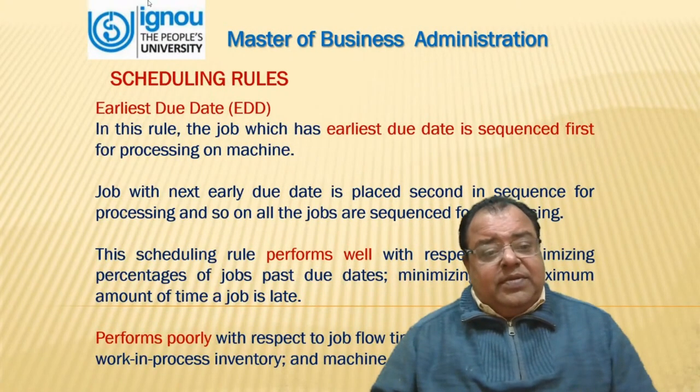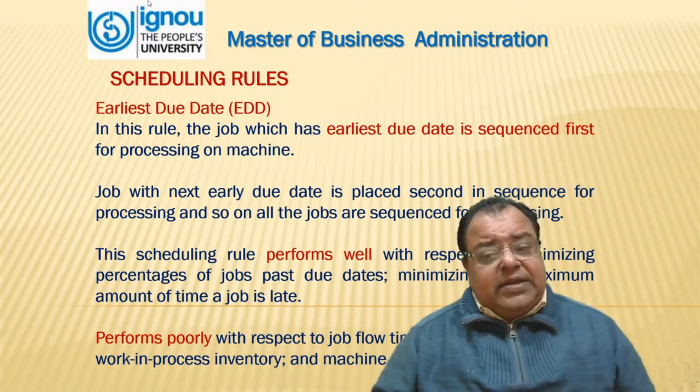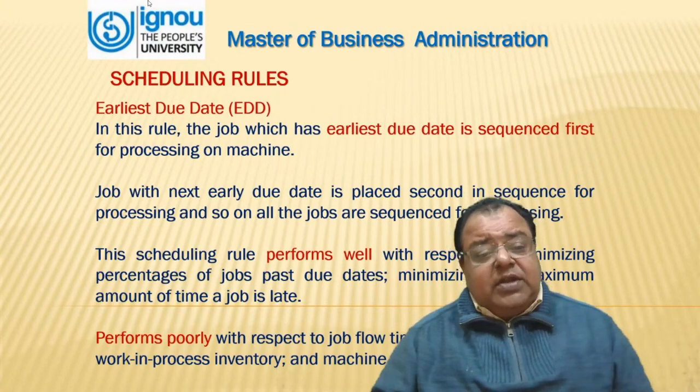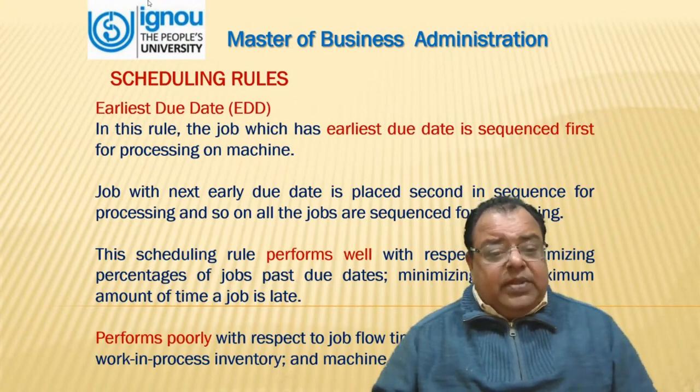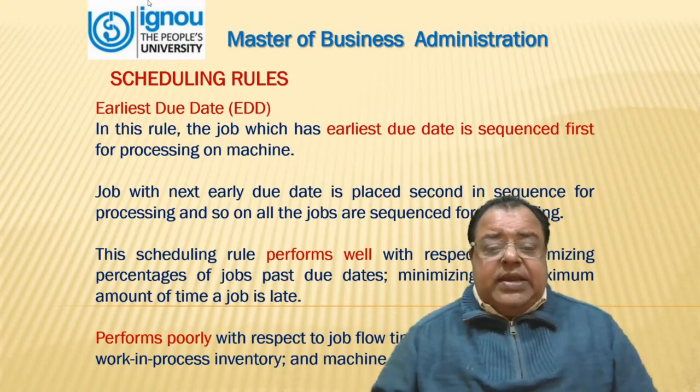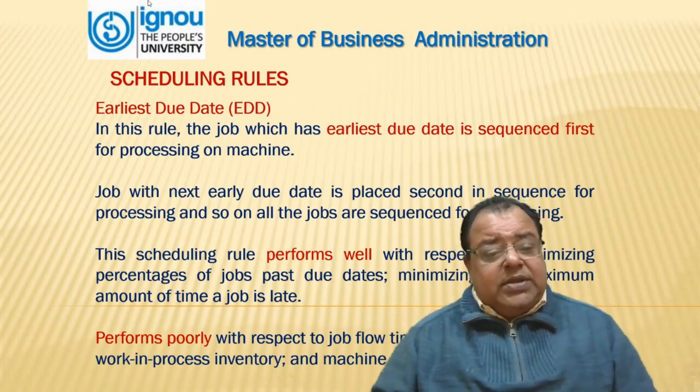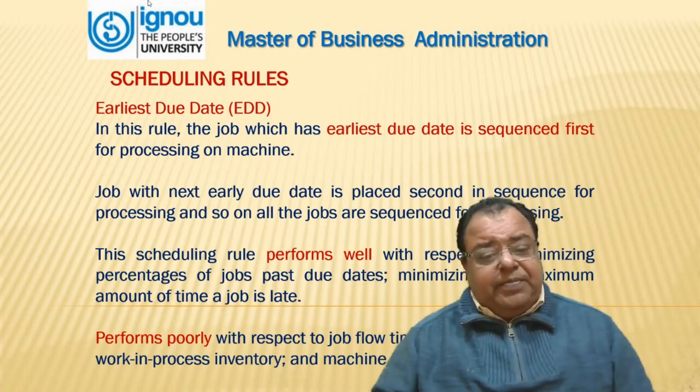Scheduling rules: easiest, earliest due date, that is EDD. In this rule, the job which has the earliest due date is sequenced first for processing on the machine. The job with the next earliest due date is placed second in sequence for processing, and so on. All the jobs are sequenced for processing.